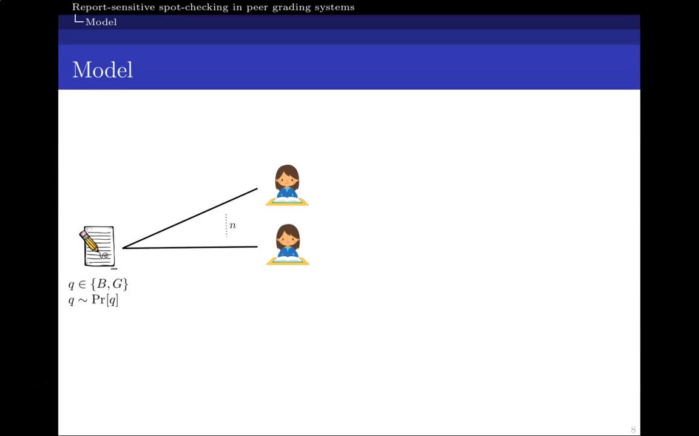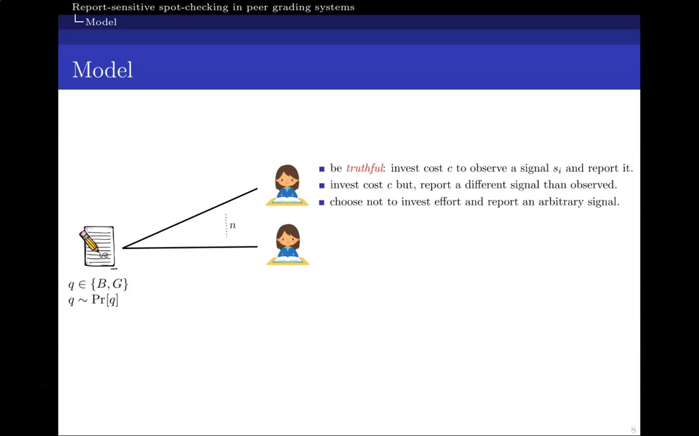Each student has several strategies. They can either choose to be truthful, meaning that they invest the cost C to observe a signal SI and report it. They can choose to still invest the cost to observe the signal, but report something that's different from what they observed, if they found this more beneficial. Finally, they can choose to not invest any effort and report an arbitrary signal to the system. In addition to the students, we assume that there is a TA whom, if consulted, would basically play as a non-strategic student in the system and always be truthful.